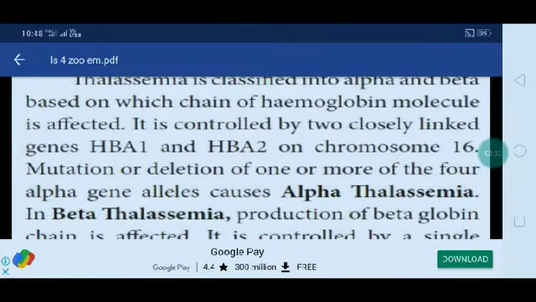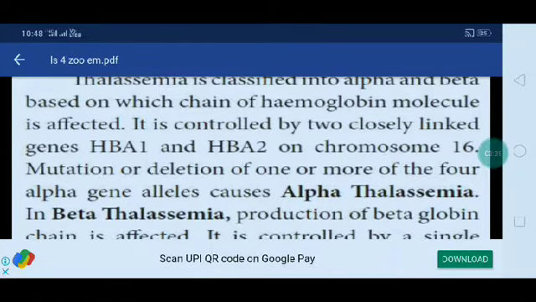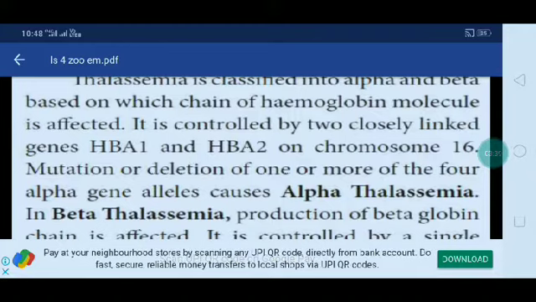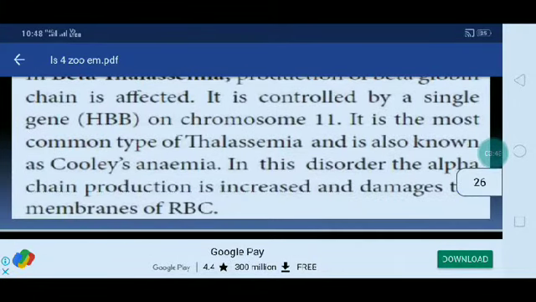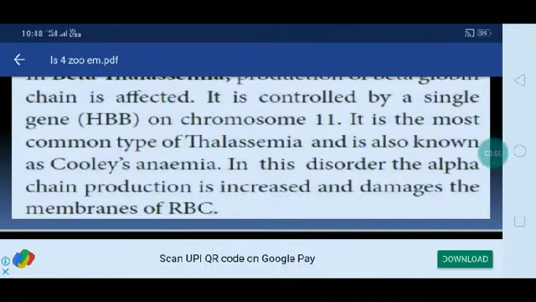Thalassemia is classified into alpha and beta based on which hemoglobin chain is affected. Alpha thalassemia is controlled by two closely linked genes, HBA1 and HBA2. In beta thalassemia, production of the beta globin chain is affected, controlled by a single gene, HBB. It is the most common type of thalassemia and is also known as Cooley's anemia.